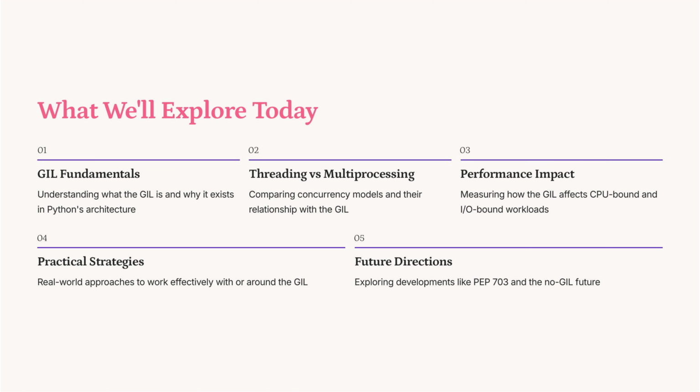The Global Interpreter Lock, GIL, is a mutex that ensures only one thread executes Python bytecode at a time, crucial for CPython's memory management. This lock prevents true parallel execution in multi-threaded programs, impacting performance, especially in CPU-bound tasks. Understanding the GIL's role is essential for optimizing Python applications and choosing the right concurrency model.